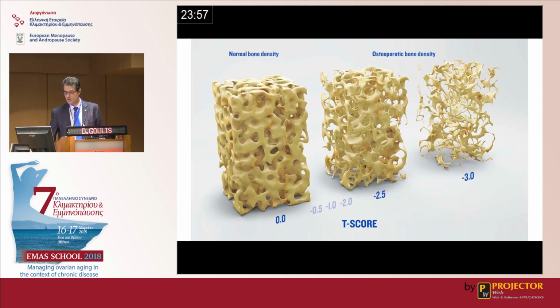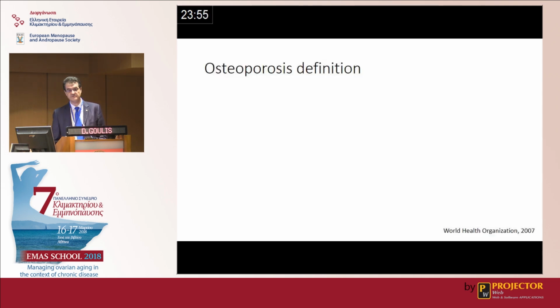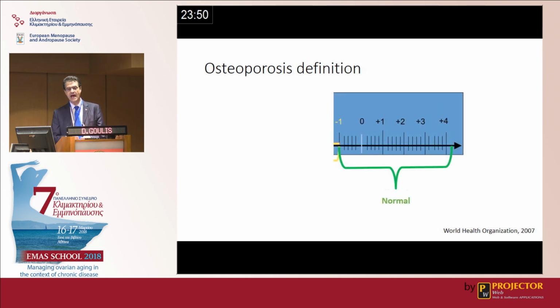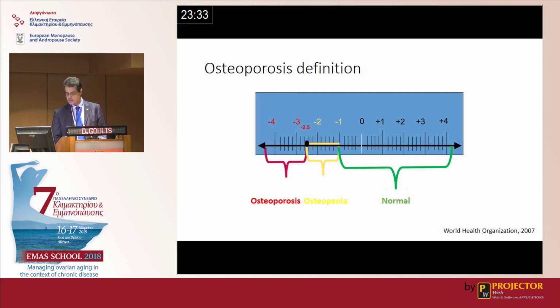Osteoporosis is, of course, loss of bone, and it can be defined through bone densitometry. If you are up to -1 standard deviation, or otherwise a T-score of -1, this is considered normal. If you go further low, from -1 to -2.5, this is defined as osteopenia, and from -2.5 and below, this is the definition of osteoporosis.